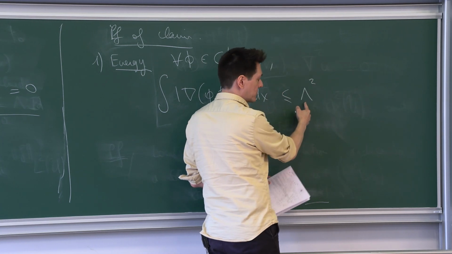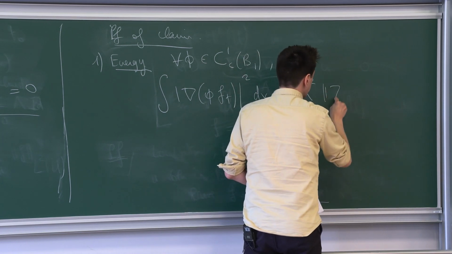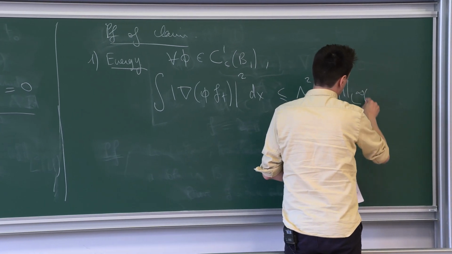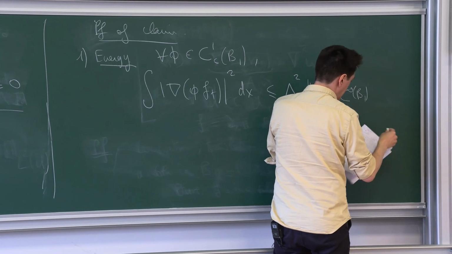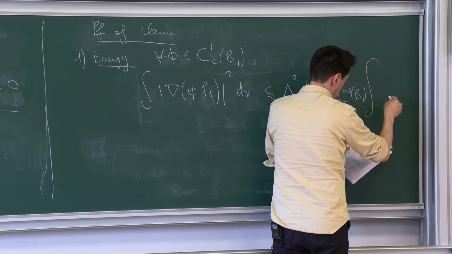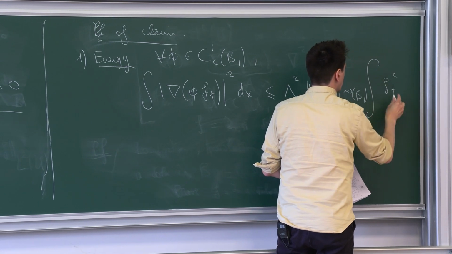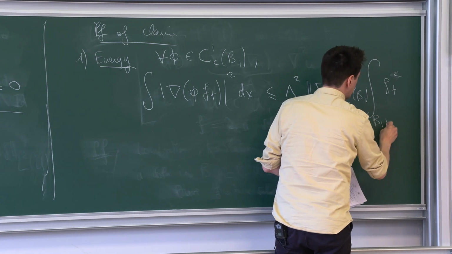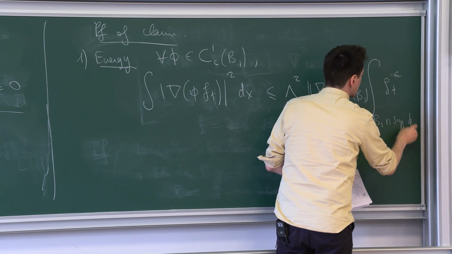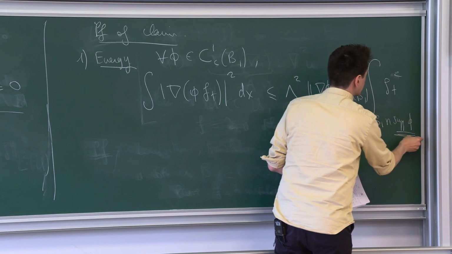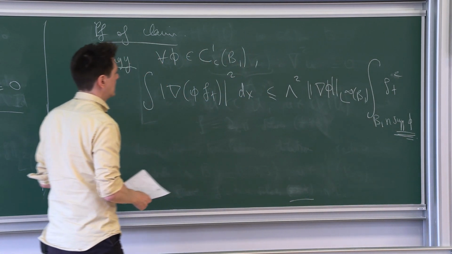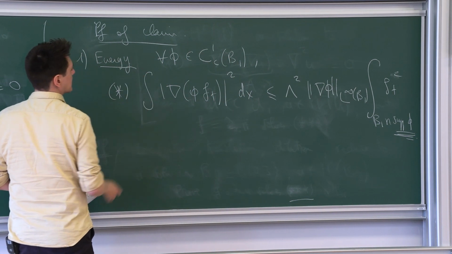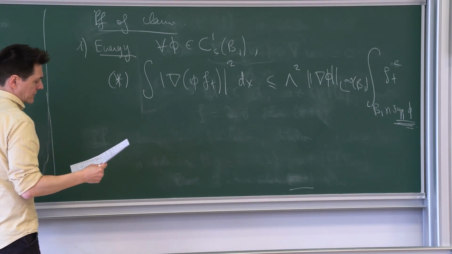That's my ellipticity constant on the matrix. That's the L infinity norm on the phi. And then I have an integral of F plus square. And this is important. It's integrated on B1 intersected with the support of phi. Okay, so let me call that equation 1.